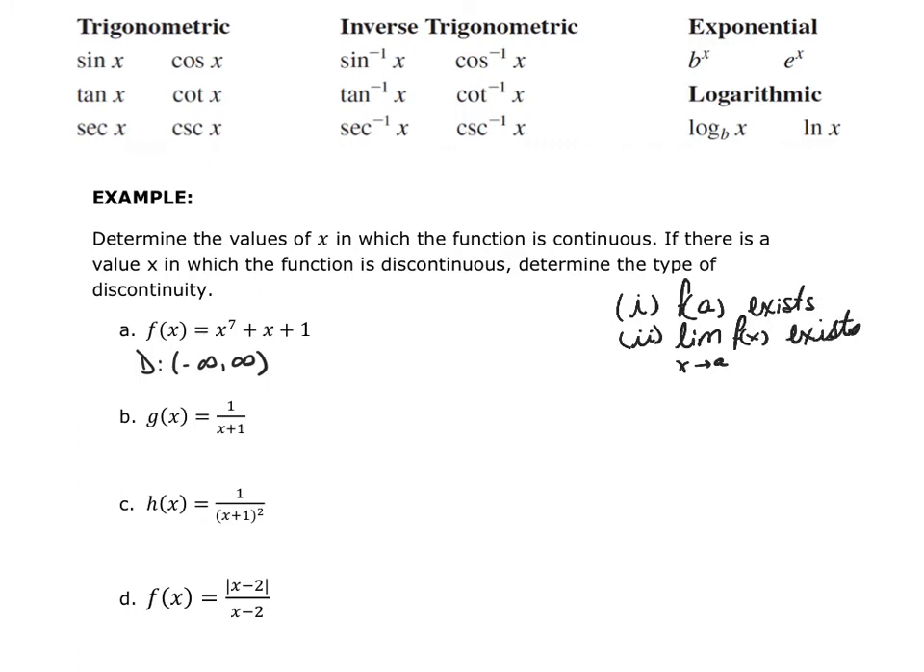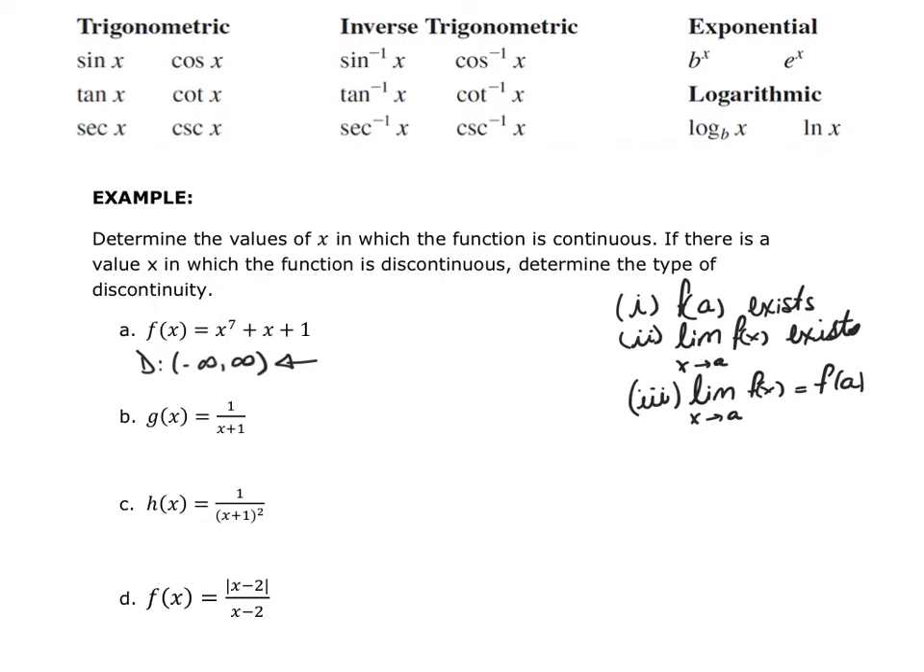And for the first example of the polynomial, the limit will exist everywhere on its domain. And then the third one is the limit as x approaches a of f of x has to equal f of a. Now for the polynomial a, this is going to be continuous everywhere on its domain. So this one is continuous everywhere. So that's my answer here, is continuous everywhere.